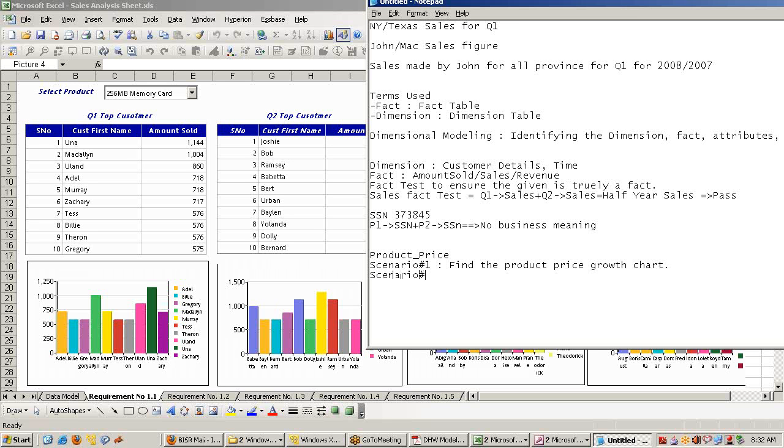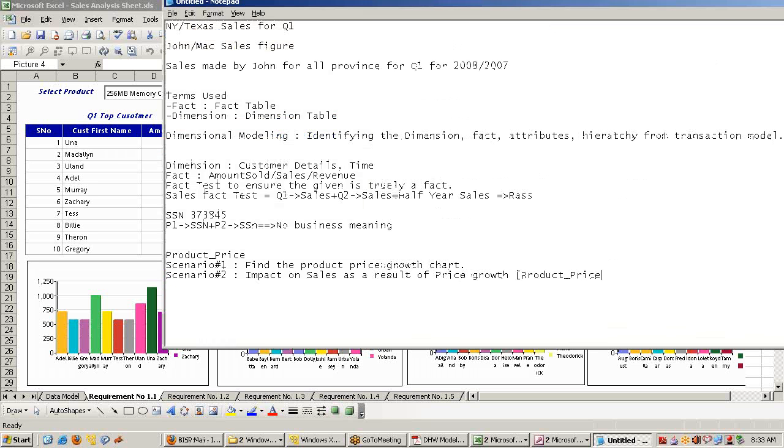Scenario second, impact on sales. This is what we need to find out as a result of price. What is the impact on sales as a result of product price rise? In this example, we will get into detail. In the first example, product price is a fact, whereas in this example, product price is a dimension.